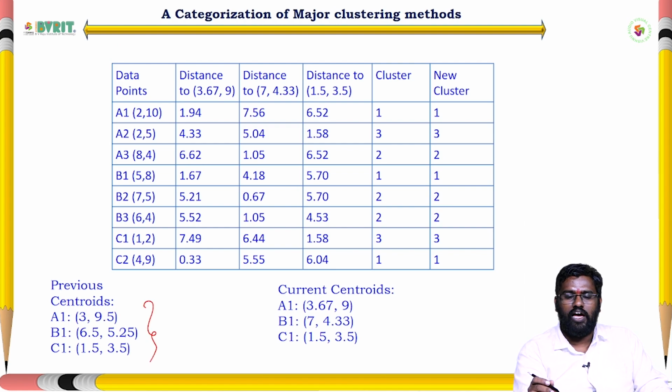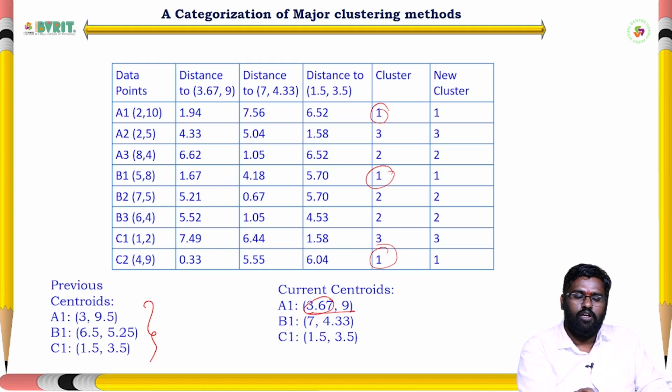Now the previous cluster values are these. After calculating, our obtained values are 3.67, 9. After calculating, we summarize those values. Why? Because the one is here, this one and this one, so we need to sum these two: 2 plus 5 plus 4 is 11, and 11 by 3 is 3.67. Next one: 10 plus 8 is 18, 18 plus 9 is 27, so 27 by 3 is 9.